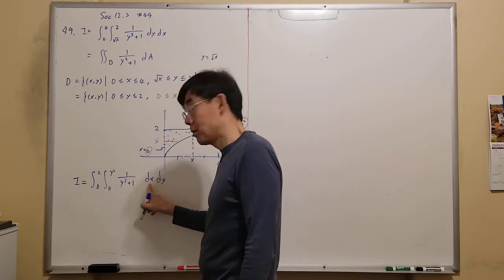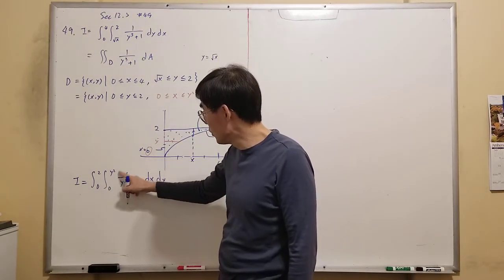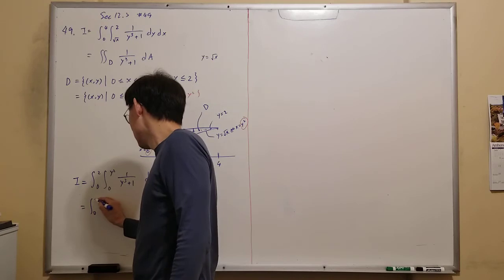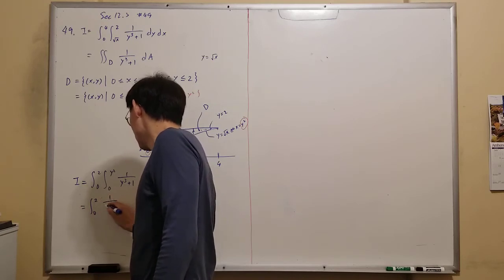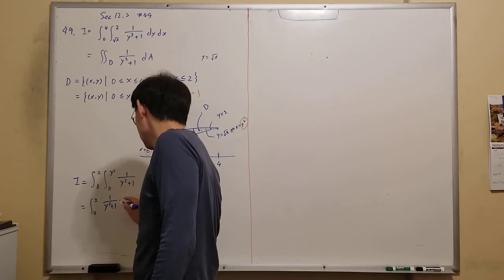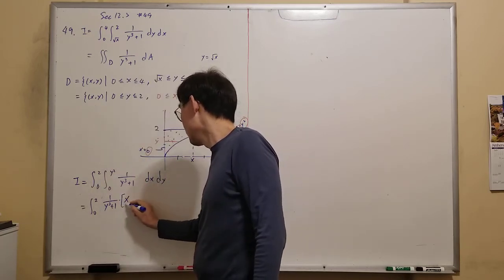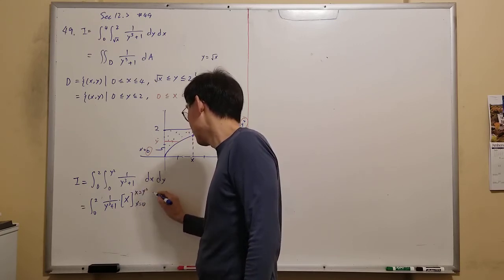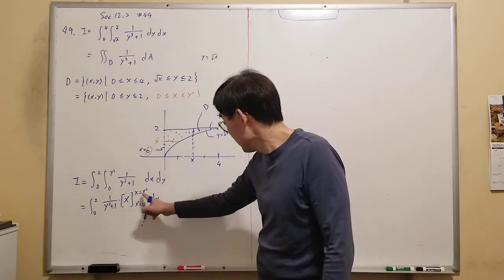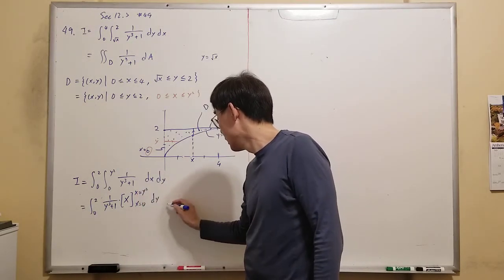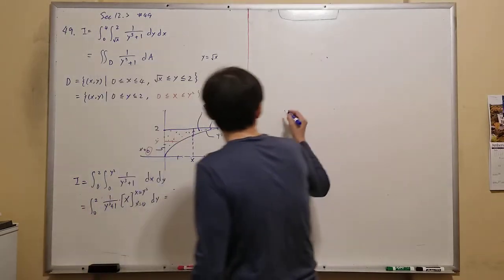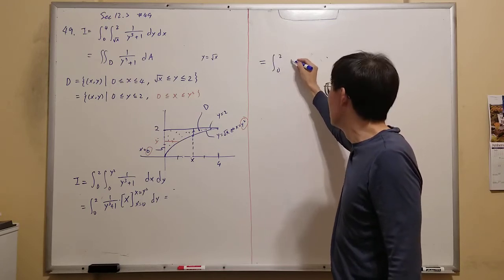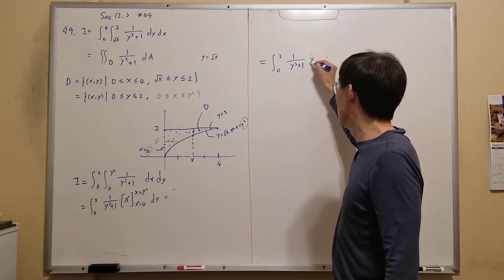So take the antiderivative with respect to x. This behaves just like a constant because it is about y. So that would be 1 over y cubed plus 1 as a constant times the antiderivative of x, with x running from 0 to y squared, dy. This is just y squared minus 0. So you will have, okay, I'm going to write it here: 0 to 2, 1 over y cubed plus 1, y squared dy.